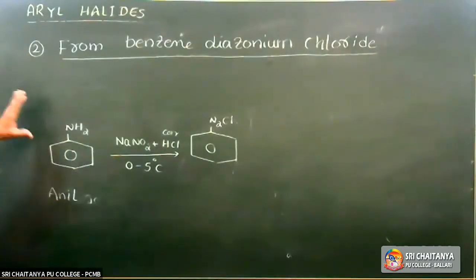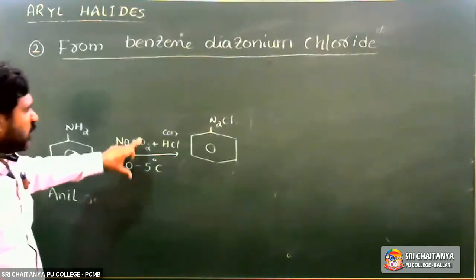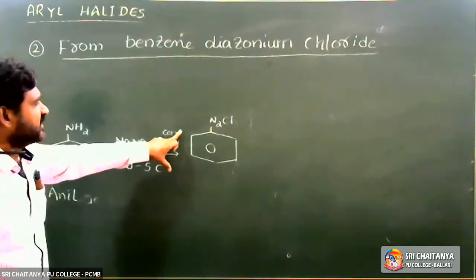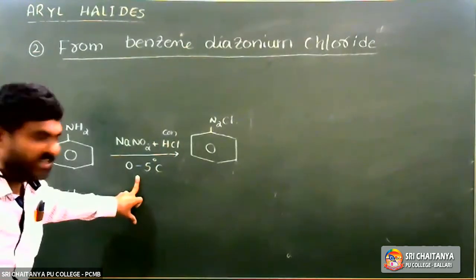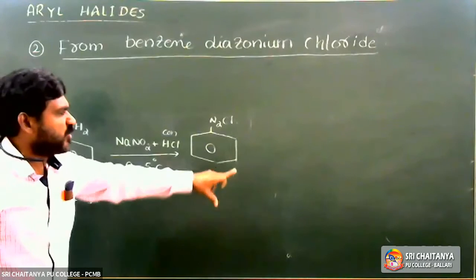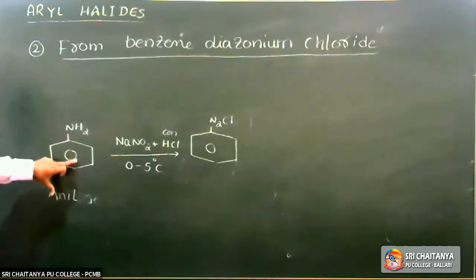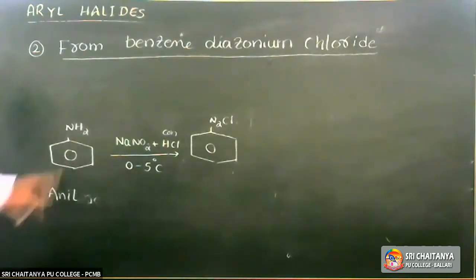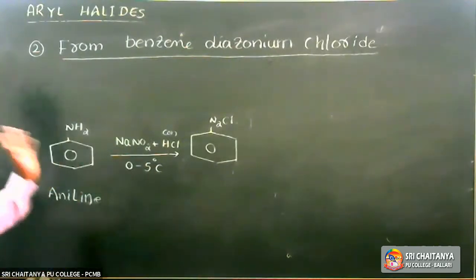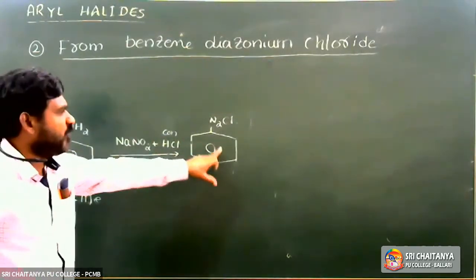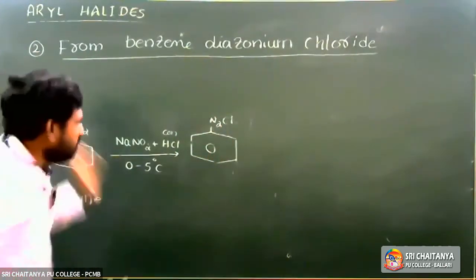So how is benzene diazonium chloride prepared? Aniline reacts with a mixture of sodium nitrite and concentrated HCl at ice cold temperature, and benzene diazonium chloride is obtained. Aniline formula is C6H5NH2, a benzene ring attached to NH2. It is treated with NaNO2 and concentrated HCl. It gives C6H5N2Cl, called benzene diazonium chloride.